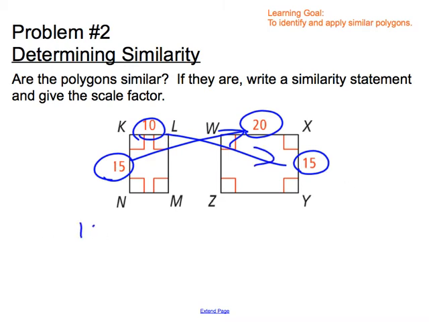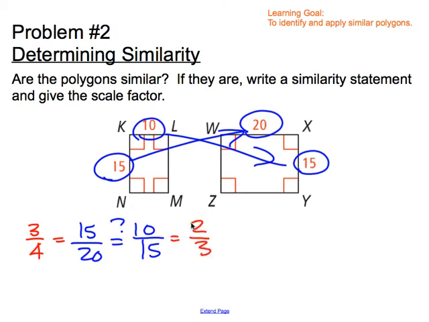So in this case we have to check, does 15 going to 20 equal 10 going to 15? So if we reduce the left-hand side, we get 3 over 4. And if we reduce the right-hand side, we get 2 over 3. Since 3 over 4 does not equal 2 over 3, the answer to this question is no. These figures are not similar. Since they're not similar, we cannot write a similarity statement.